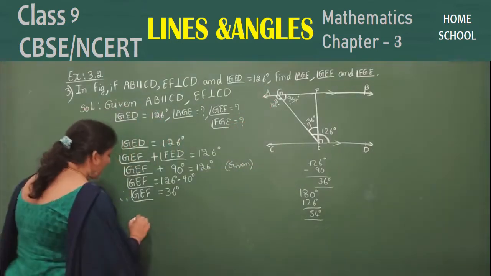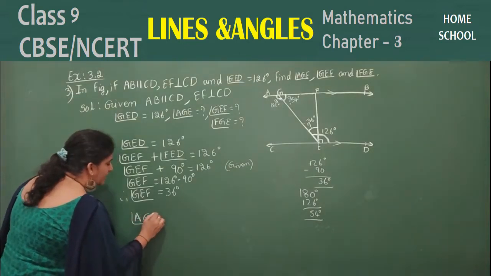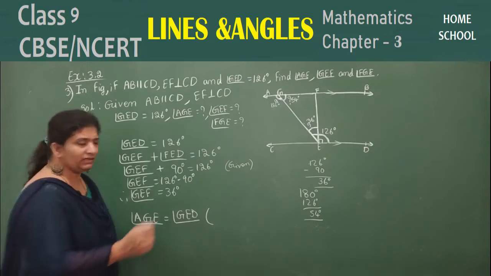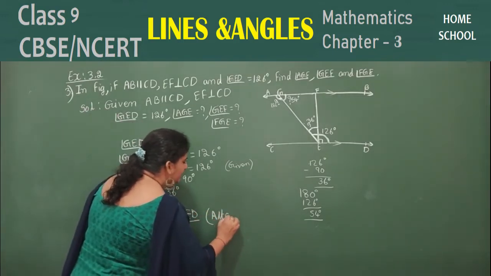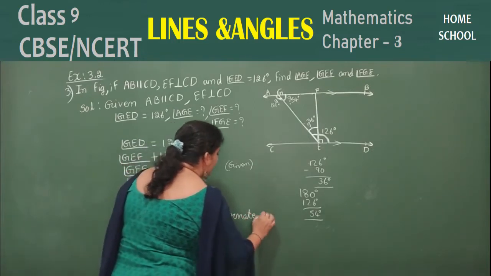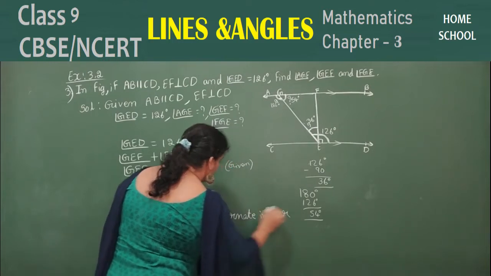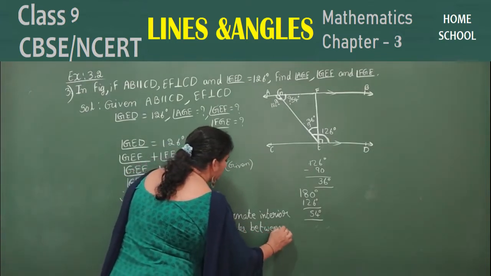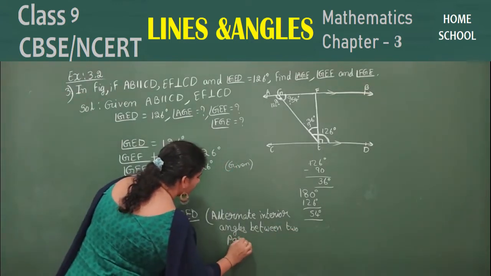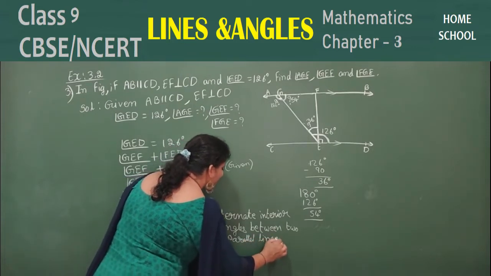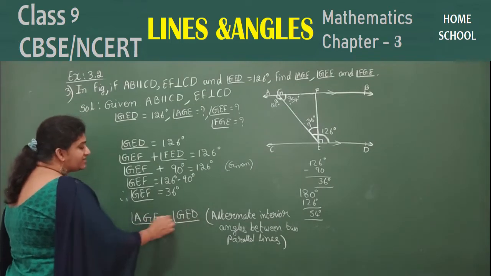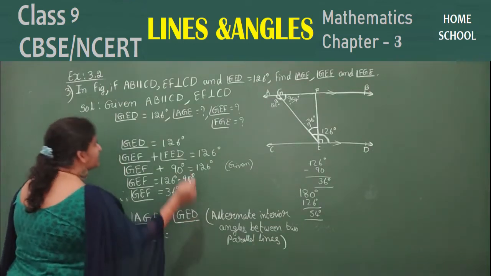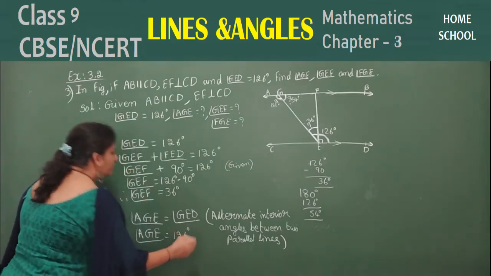Now this angle, I will write angle AGE is equal to angle GED. What is the reason behind this statement here? Alternate interior angles between two parallel lines. Between two parallel lines, these two angles are the same. Then I can write angle AGE is equal to, what is GED given here, 126 degrees. Yes, second question is also answered.